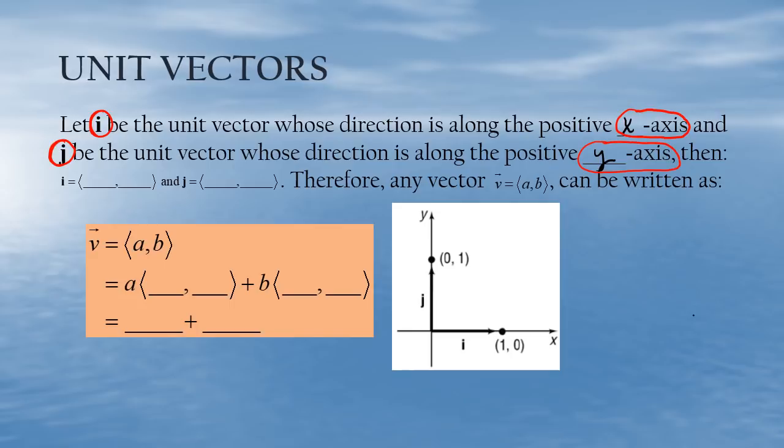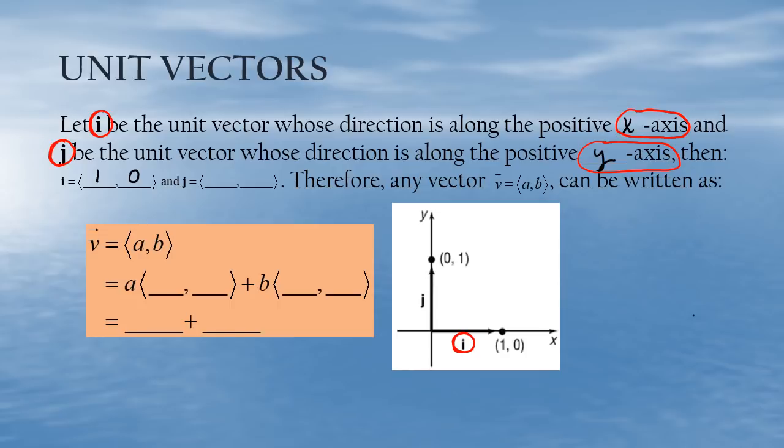Then we would say that i is equal to (1, 0), because remember what vector i is. It's a unit vector, meaning it has a length of 1, but it's only going along the positive x-axis. So we can see down in this picture on the bottom right, here is vector i, and it is moving 1 unit to the right, 1 because it's a unit, and that's where it's stopping. It only moves along the positive x-axis.